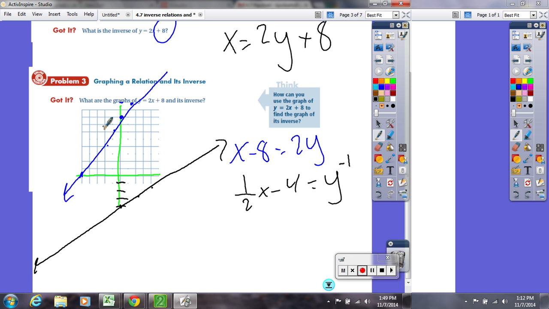Okay, what an inverse does, though, ladies and gentlemen, is it always is reflected over this line. Does anybody know what this line is? The magical line. What is it? Y equals x. All our points are reflected over that. Notice, look at this point right here. What is this point that I told you was? Negative 4, 0. Look at this point right here. 0, negative 4.